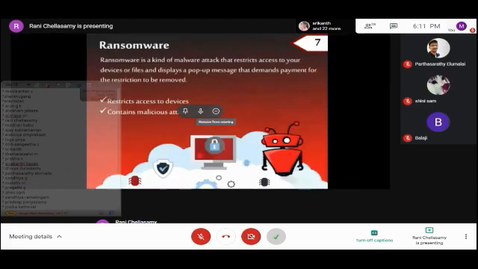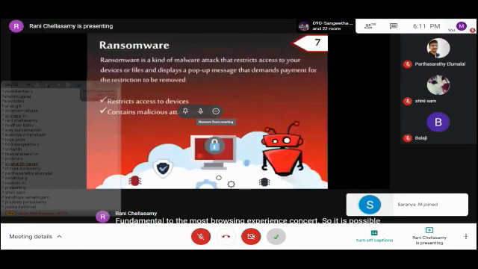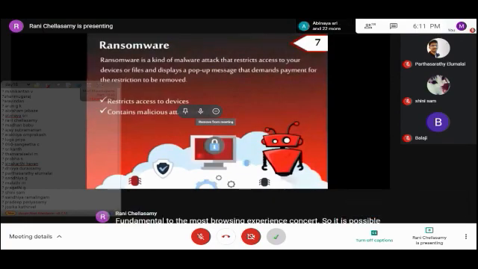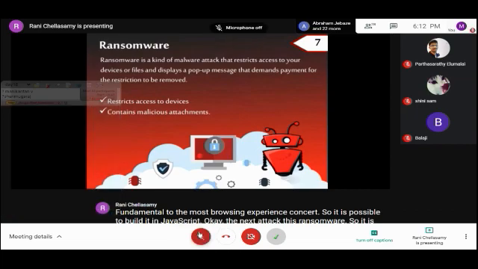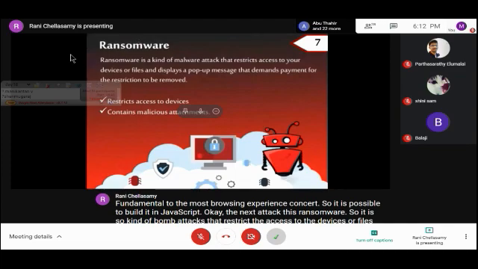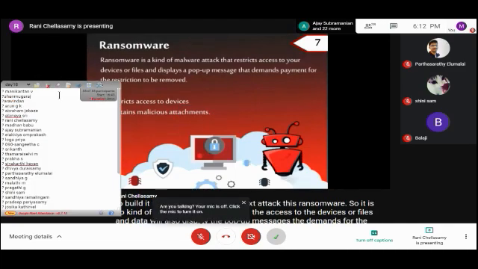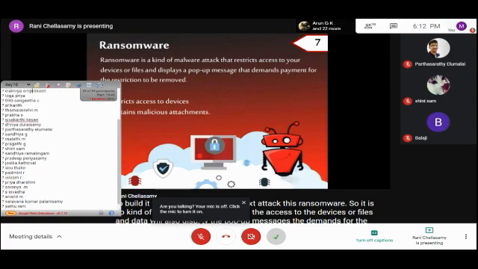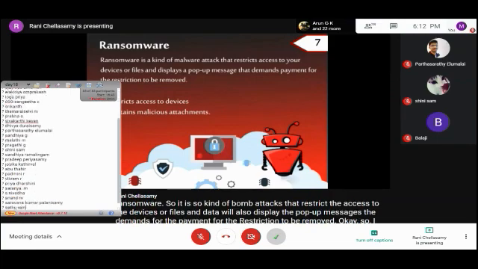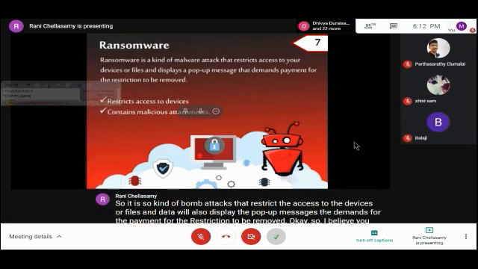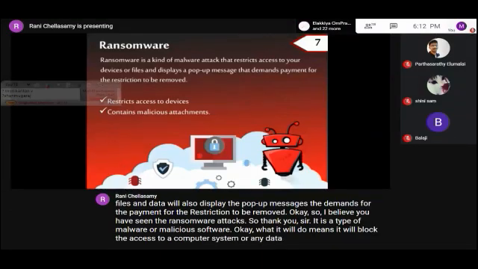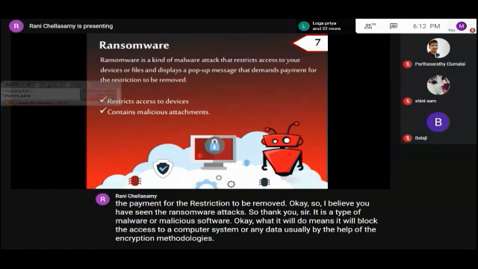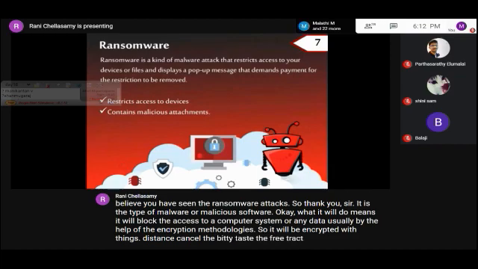The next attack is ransomware. It is a kind of malware attack that restricts access to devices or files, and it will also display pop-up messages that demand payment for the restriction to be removed. We have already seen the ransomware attack. It is a type of malware, malicious software. It will block access to a computer system or any data, usually with the help of encryption methodology. So it will encrypt the victim's systems until the victim pays the fee to the attacker, and they won't go for decrypting it.